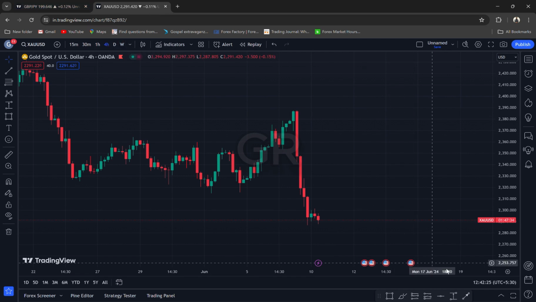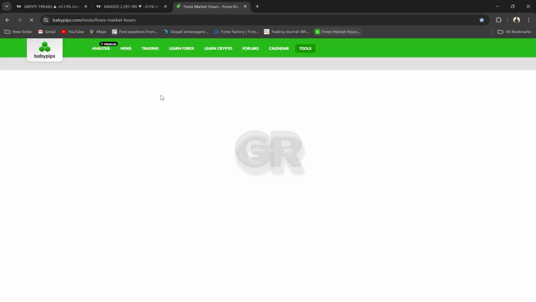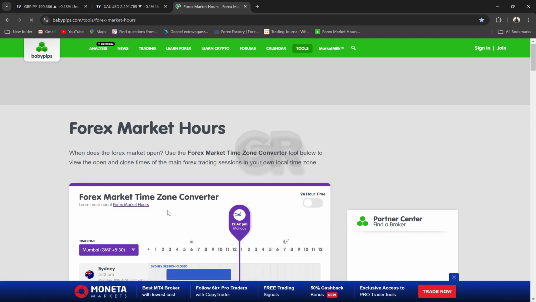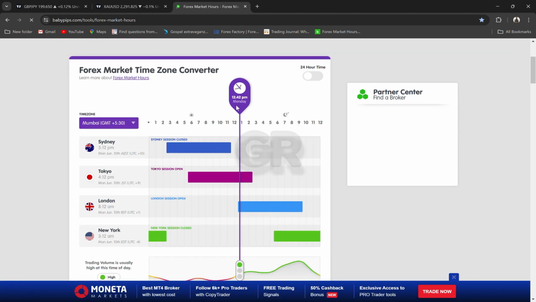So right now the time is 12:42, which is the London Open. London opens at 12:30. If you want to know what time the market opens, there is a website. The name of the website is Babypips. You can just Google Babypips forex market hours, and you'll get to know. So this is the thing.